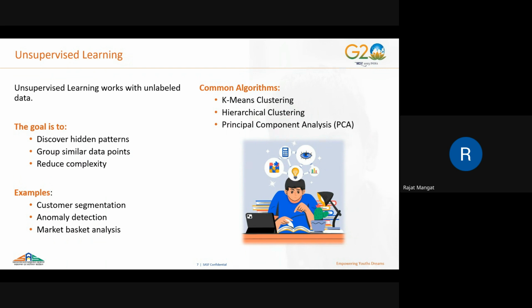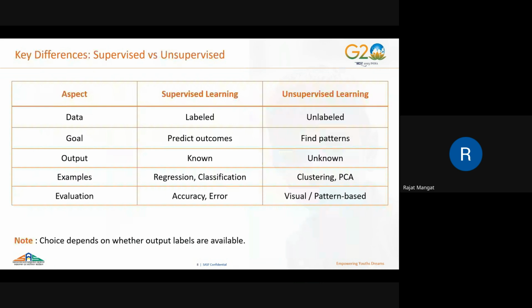So common algorithms that we use are basically k-means clustering. These are the names of algorithms. You don't need to worry about the concepts hidden behind those, but these are used during unsupervised learning: k-means clustering, hierarchical clustering, and principal component analysis, that we call PCA. Okay, now let's see the difference between supervised and unsupervised learning.